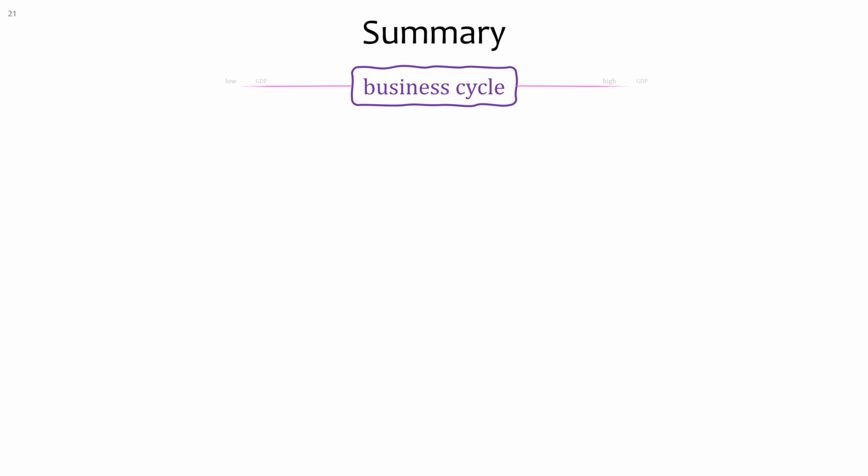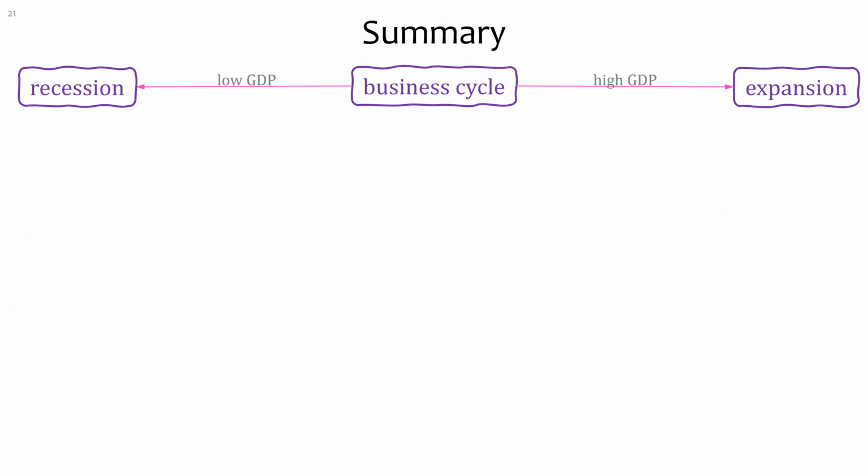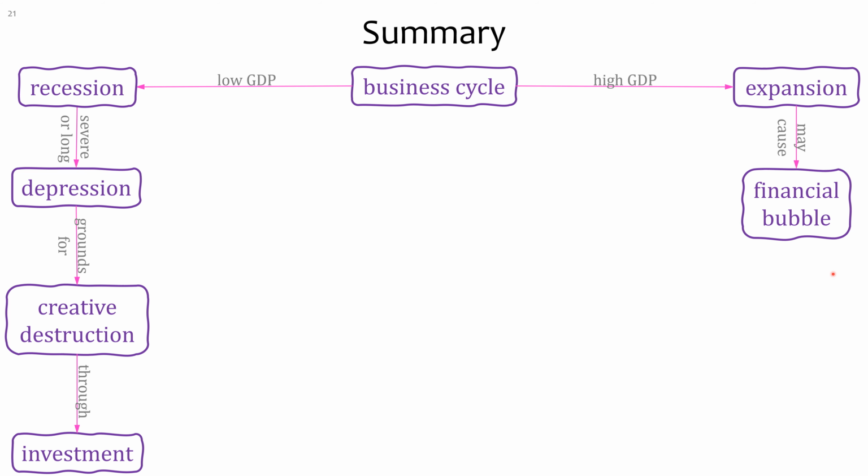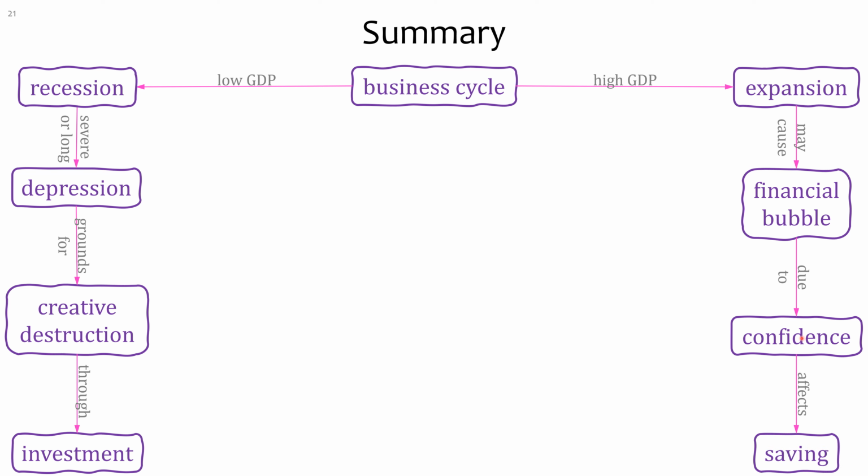The business cycle consists of fluctuating recessions and expansions. If the recession is severe or long, we get a depression, and in any recession, there are grounds for creative destruction. It doesn't have to be a depression for this one, so it could go from recession, and that's going to be a form of business investment. Expansions, in some cases, could lead to financial bubbles through speculation or confidence, and confidence is really the core of saving, which is a form of wealth.